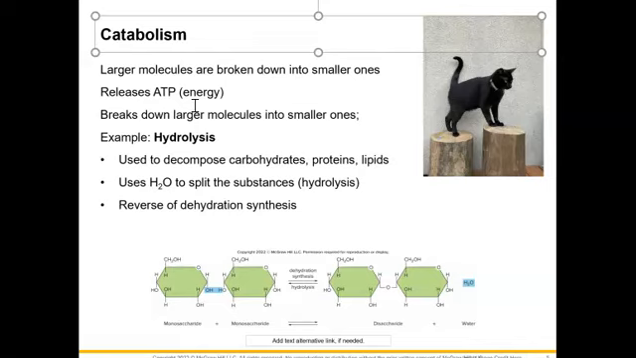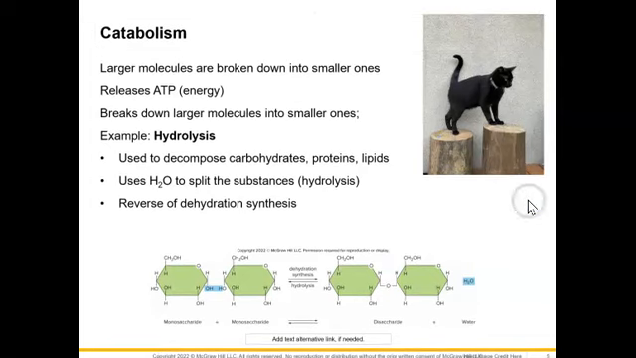So in these catabolic reactions, I always think about the fact that a cat will sort of like, you know how they push stuff off of tables and break things? So I think about cats pushing something off of a table and breaking it apart. And so this makes me think of a catabolic reaction.